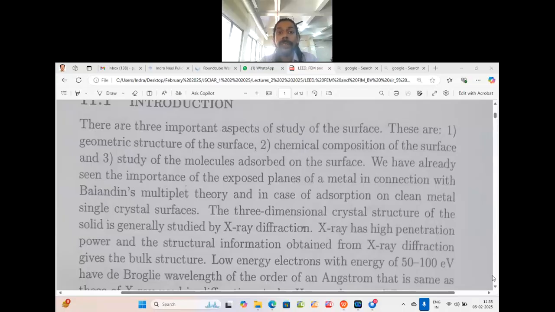We are talking about surface analytical techniques, and there are a variety of surface analytical techniques, and among them, of course, spectroscopy stands out.